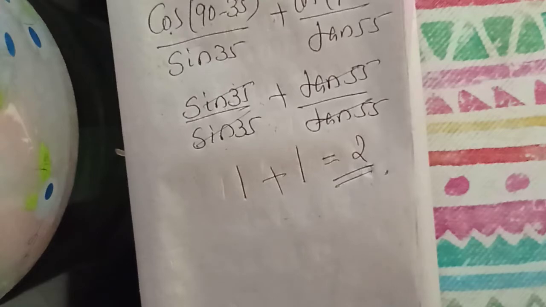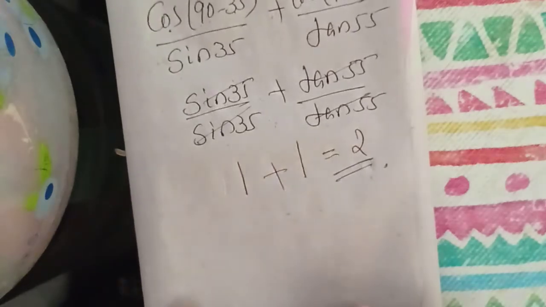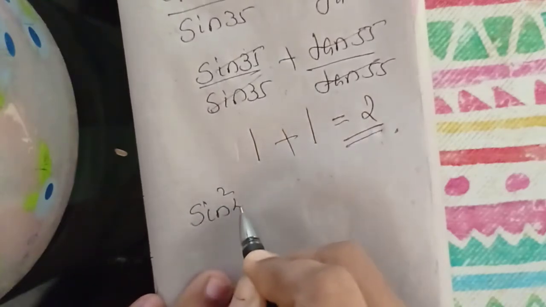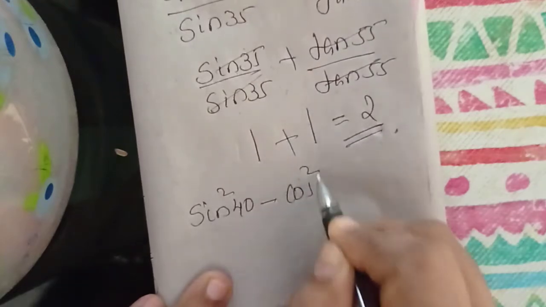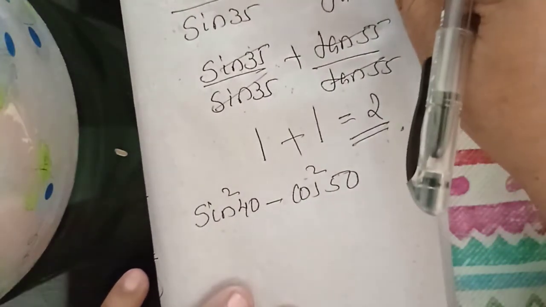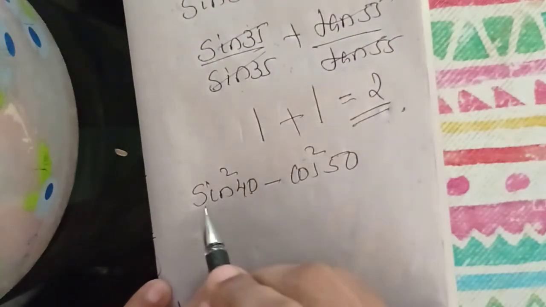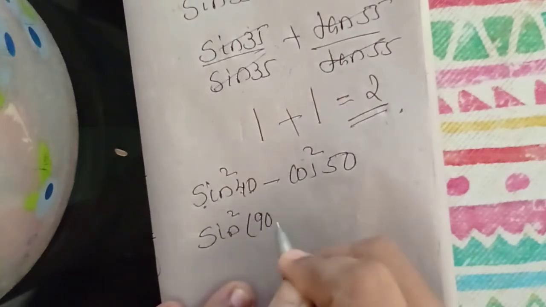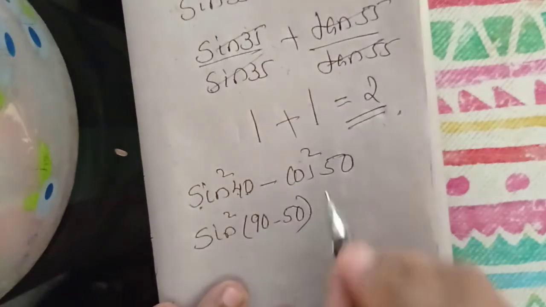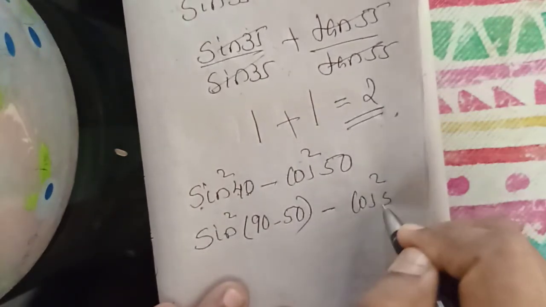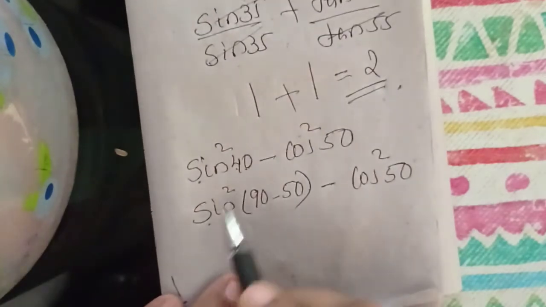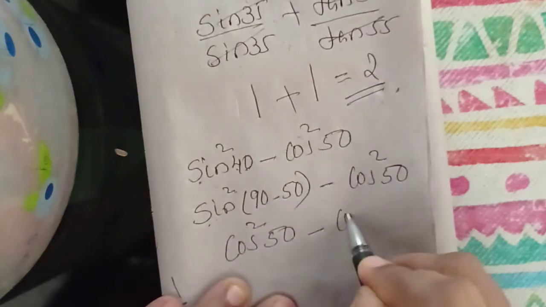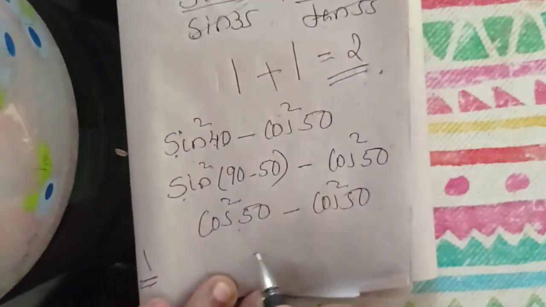Right. Next question. Sin square 40 minus cos square 50. All the questions are to evaluate. Change this sin square 40. How can you write sin square 40? We can write 90 minus 50. Agree? There is no change in the second term, cos square 50 itself. Sin square changes to cos square 50 minus cos square 50. What is A minus A? 0.